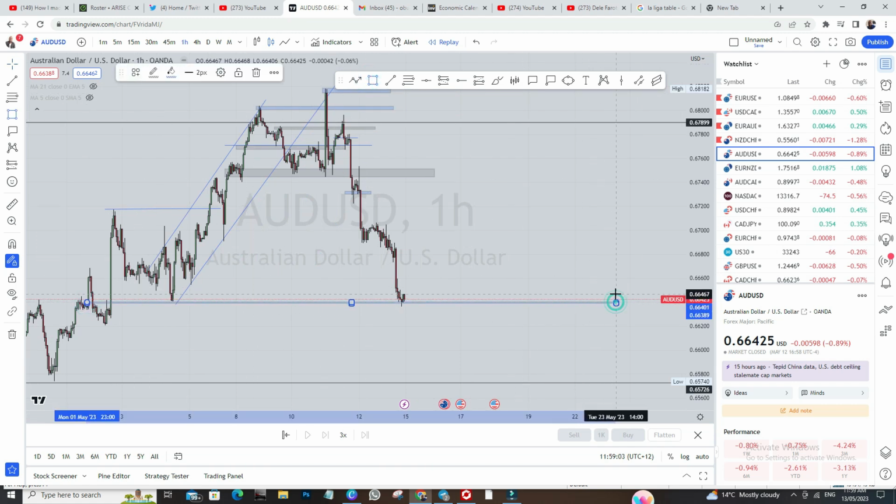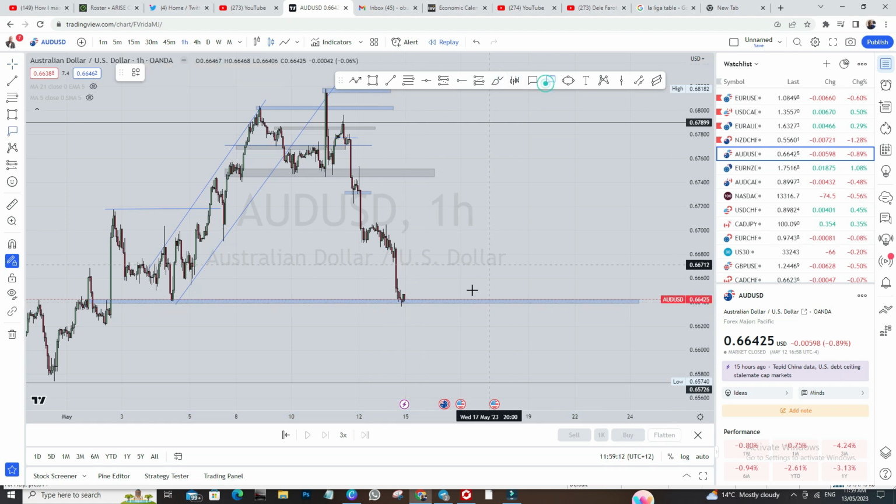It's a level. Price has got to this level already. We could see maybe a break past this point, the 0.66401 zone, and coming back to test. So we're going to know that by next week.